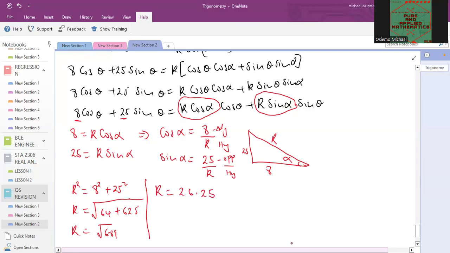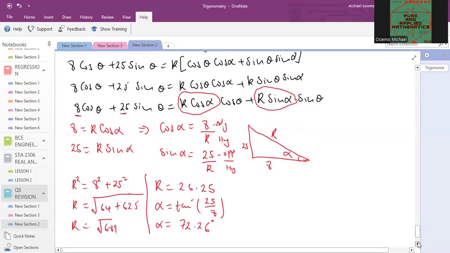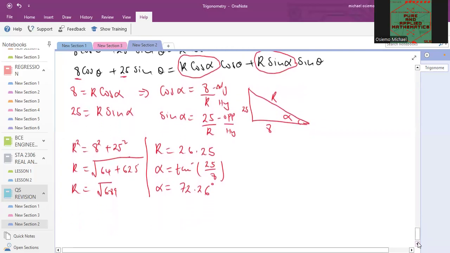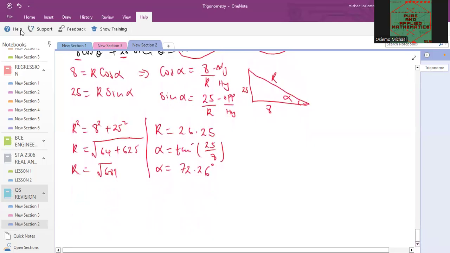Now we already have r. So what about alpha? We say that alpha is equal to tan inverse of opposite, which is 25, over adjacent, which is 8. So tan inverse of 25 over 8 gives alpha equals 72.26 degrees. So we now have the values of alpha and r, and it means it's now possible for us to solve.